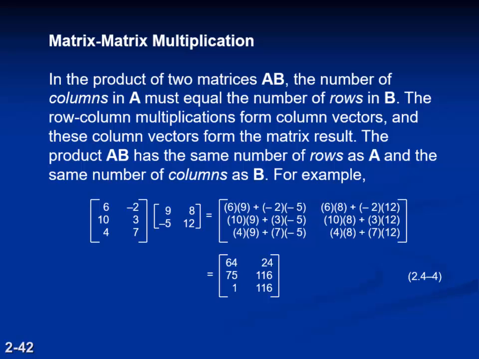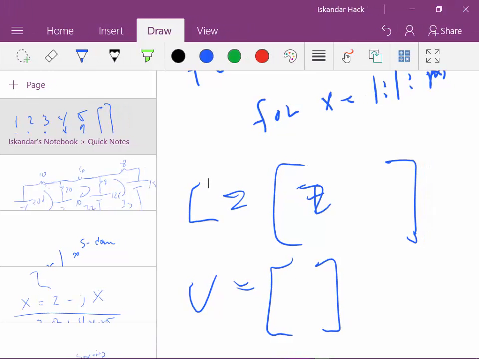So when you do normal array multiplication, where's my pen here? Here it is. Hopefully my battery is up there.